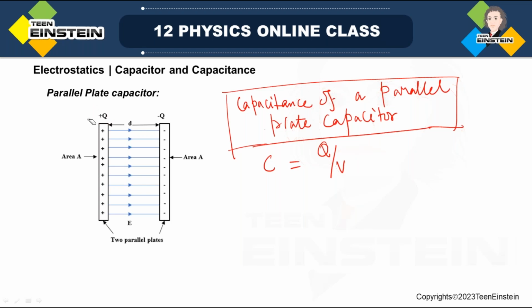Then what will be the charge density here? The charge density will be plus sigma, that is capital Q by A. The area of cross section is the same for both plates, so here also the surface charge density will be the same, minus Q by A. These are surface charge densities. Suppose this is air in between. This air gap is also a dielectric or insulating material.